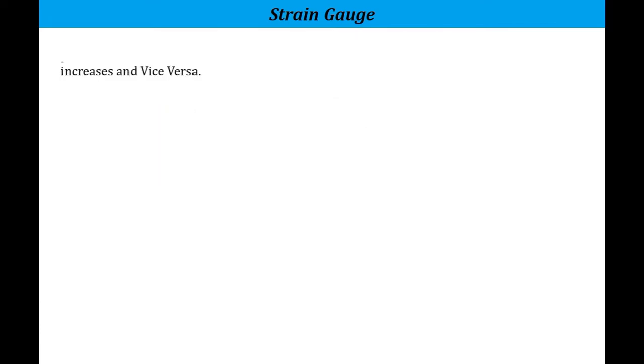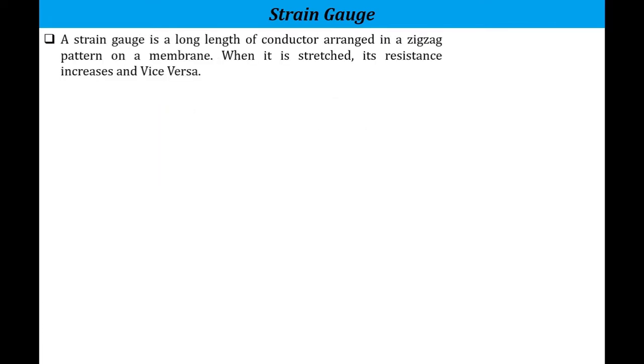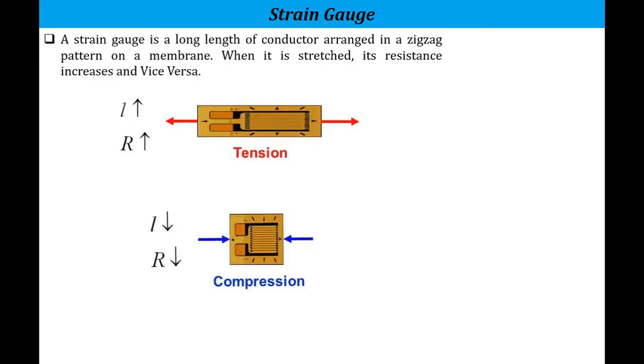Now, a strain gauge is a long length of conductor which is arranged in a zigzag pattern on a membrane. When it is stretched, its resistance increases and vice versa. So here you will be able to clear the doubt. This is your strain gauge. Now this is tension, meaning the force is applied in such a way that your length will increase, and because of that the value of resistance also increases.